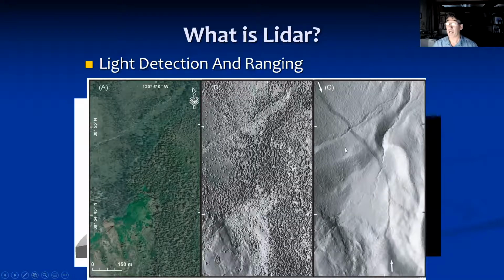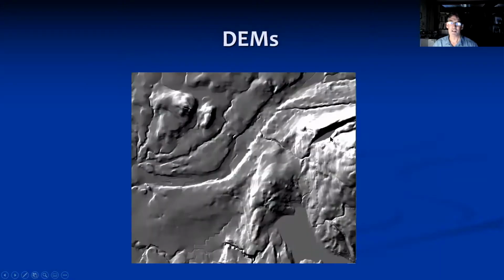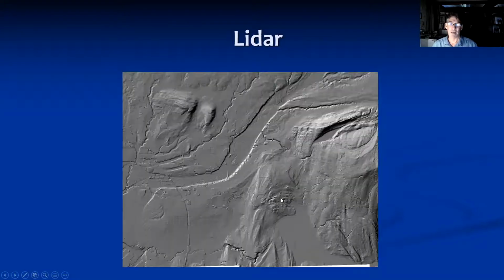Even though you could walk across this, you couldn't connect the dots. Oh, that's a fault scarp. That's not just a little lump or bump in the terrain. And LIDAR has revolutionized geosciences, I would say. I'll give you another couple of examples. An air photo. This is a DEM, a 10-meter DEM that's based on topo maps. This is near Bellingham. And here's the LIDAR. So, the difference is stark, to say the least.